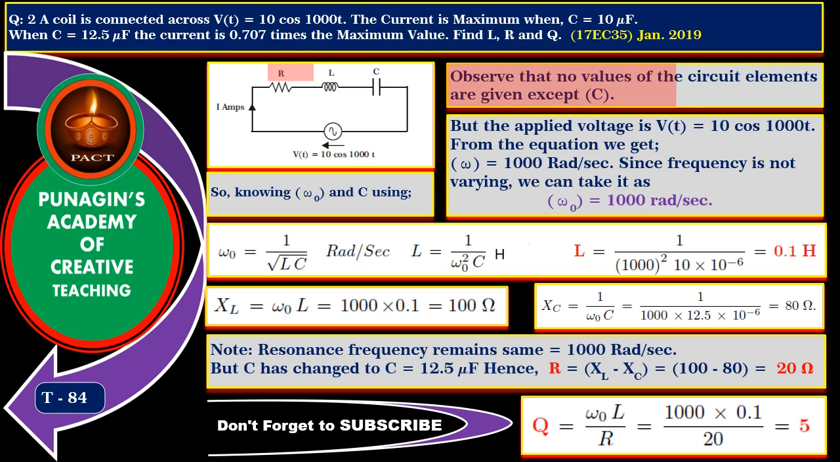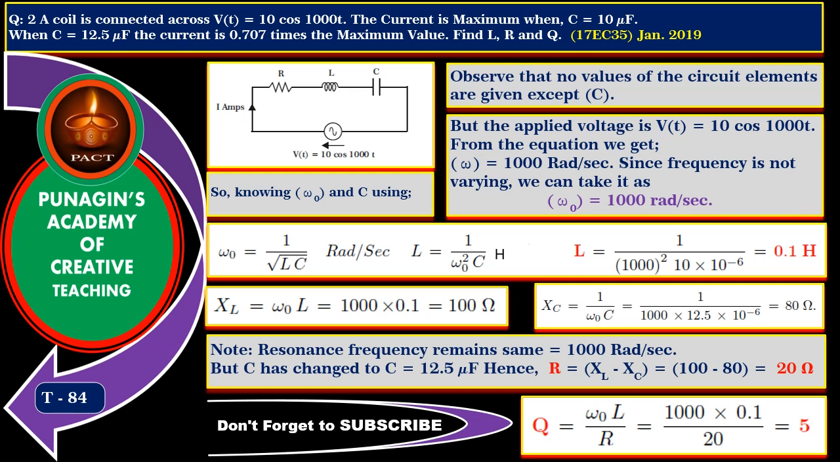Observe that no values of the circuit elements are given, but the applied voltage is V of t is equal to 10 cos 1000 t, from which we get omega is equal to 1000 radians per second. Since frequency is not varying, we can take it as omega naught is equal to 1000 radians per second.